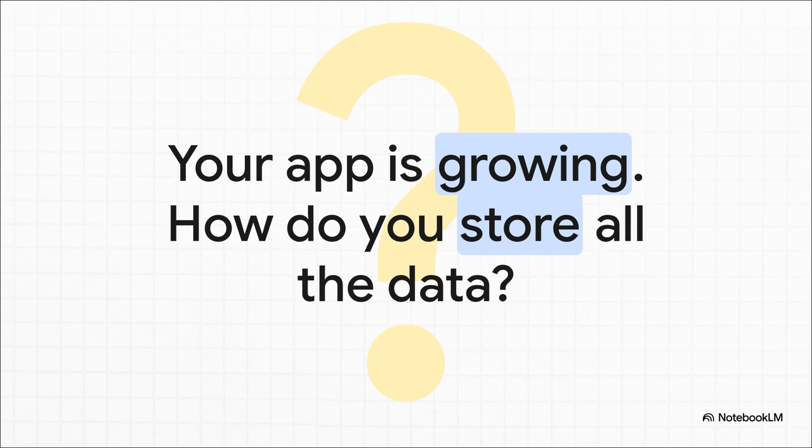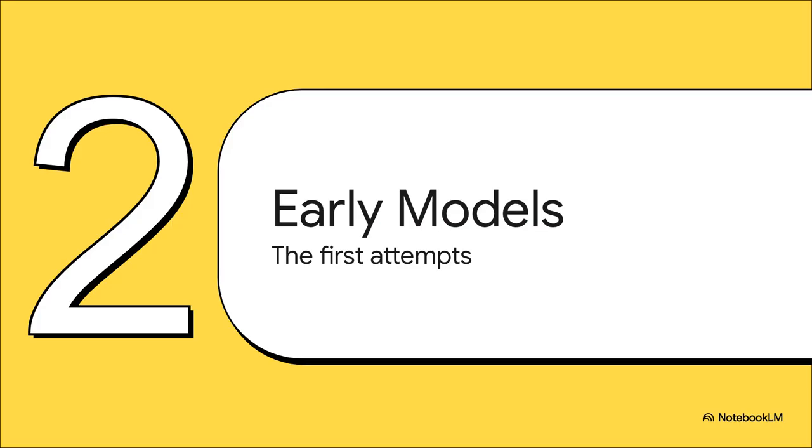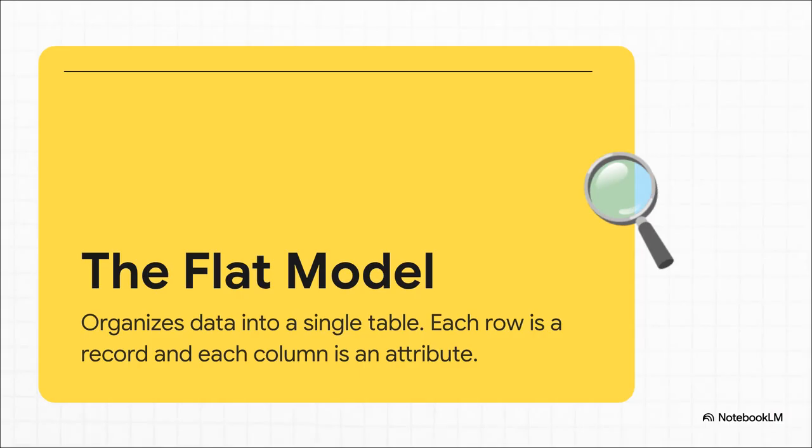And this is the absolute core challenge. How do you build a system that can handle that kind of growth without just completely falling apart? So, how did the first engineers even try to solve this? Well, they did what any of us would do. They started with models that basically mirrored how we organize stuff in the real world. Simple, intuitive ideas. The first and maybe most obvious approach was what we call the flat model.